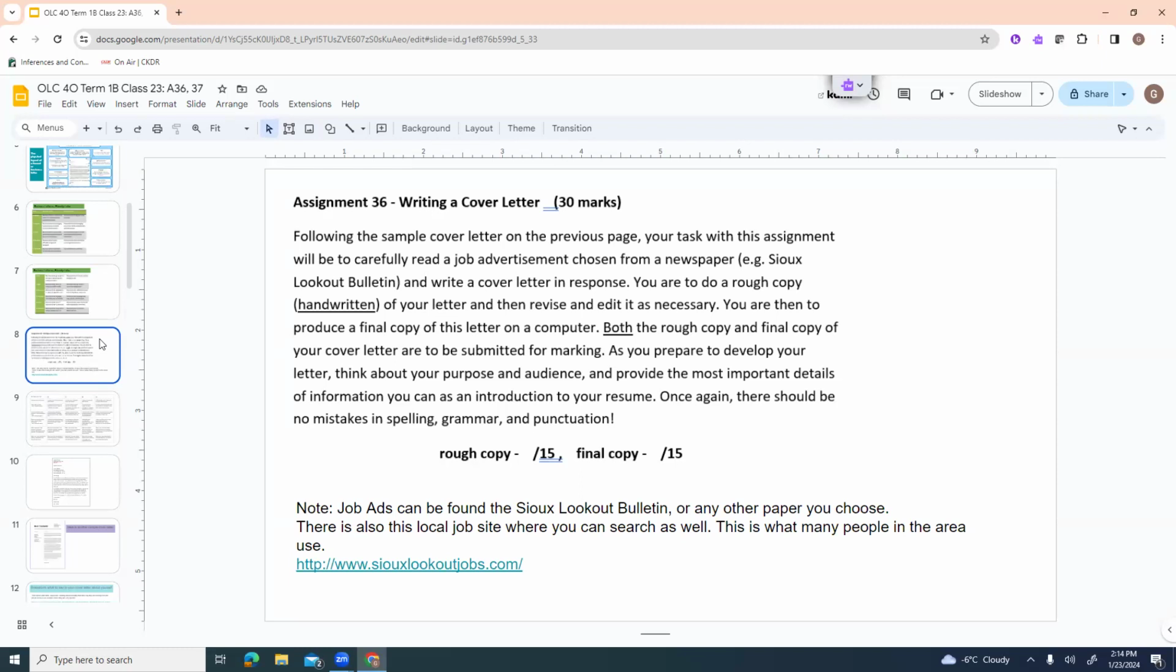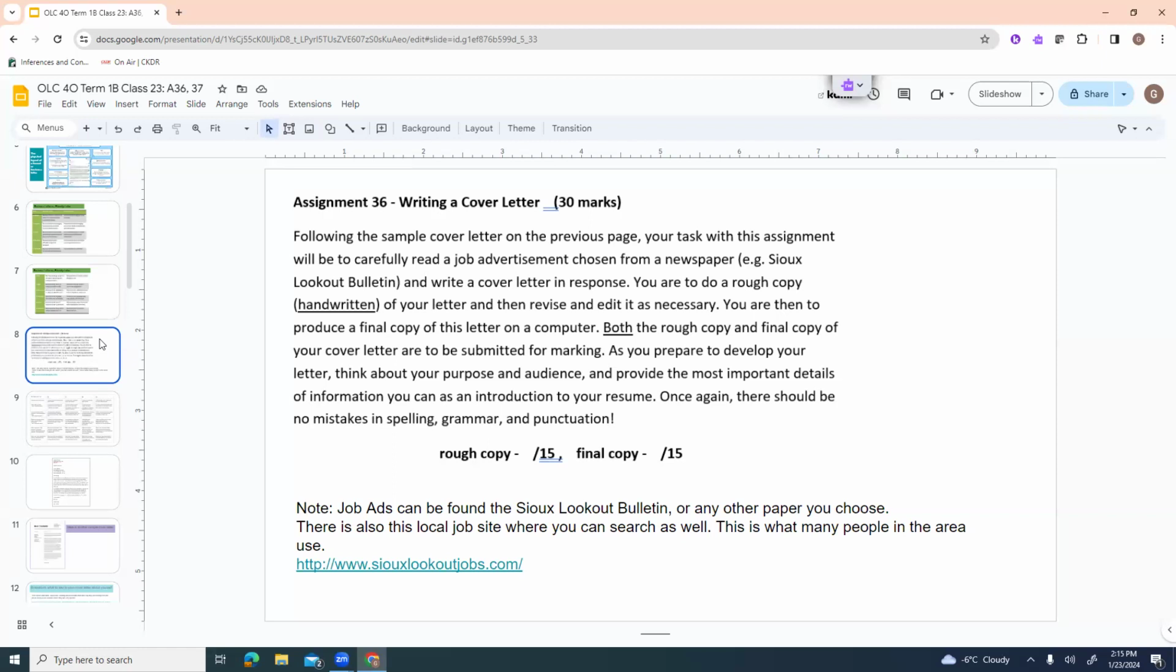If you don't have easy access to a newspaper, there is also a website called www.siouxlookoutjobs.com. It's the Sioux Lookout Hudson Job Board. I do find almost anything that's listed in the newspaper, like Sioux Lookout, is also going to be listed there.